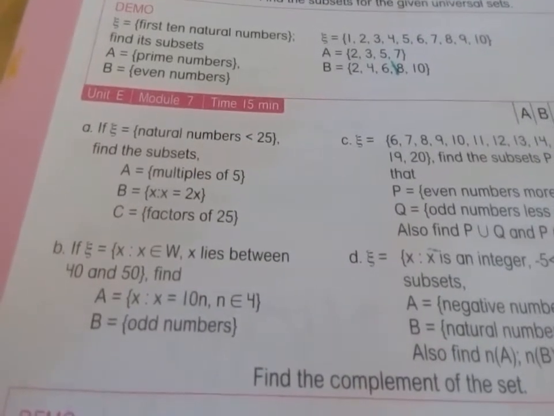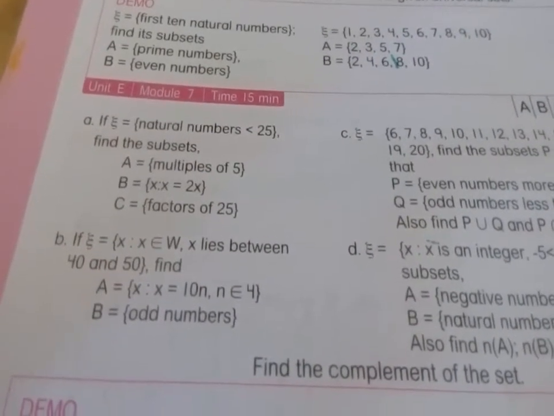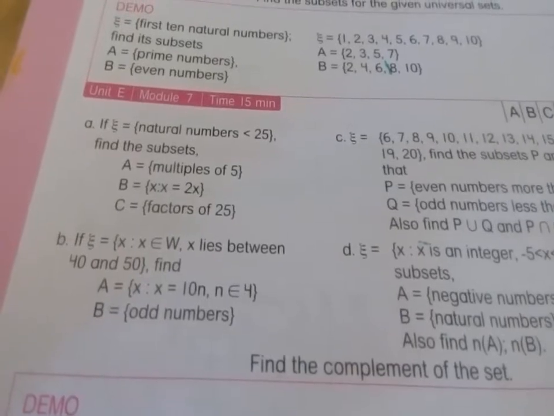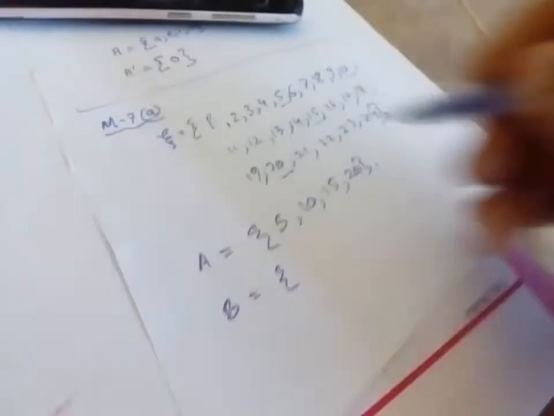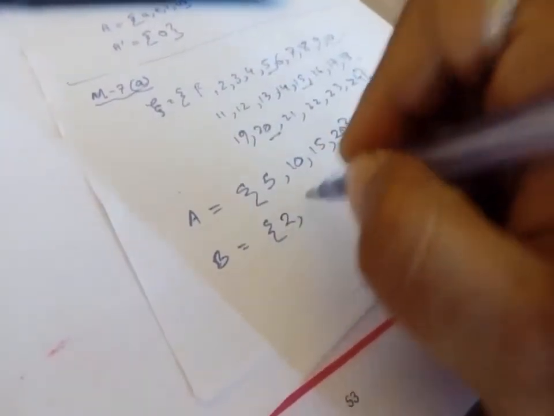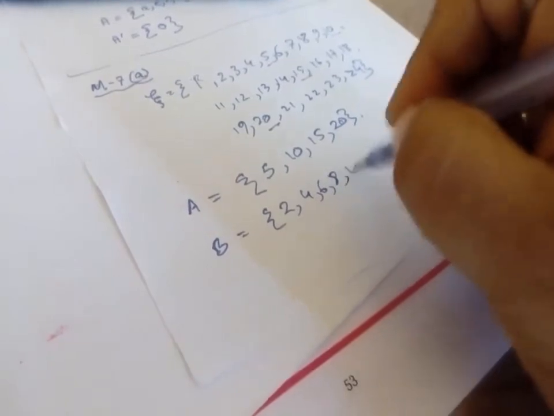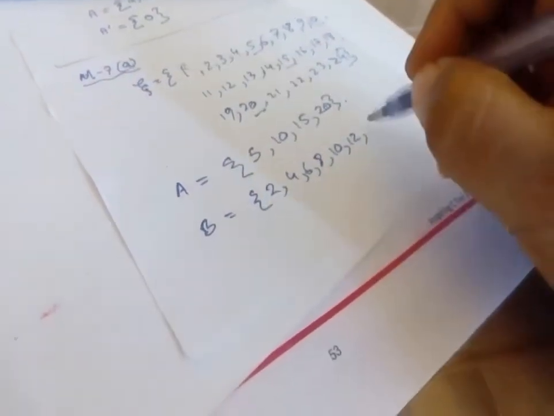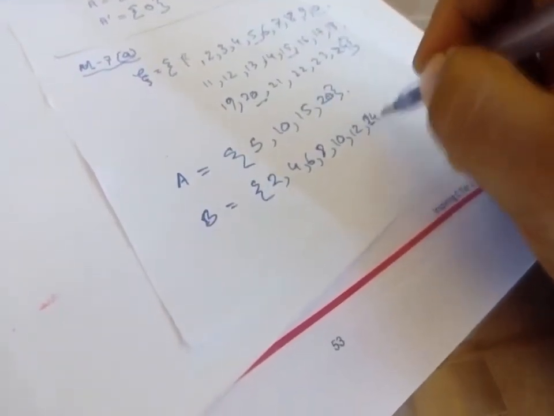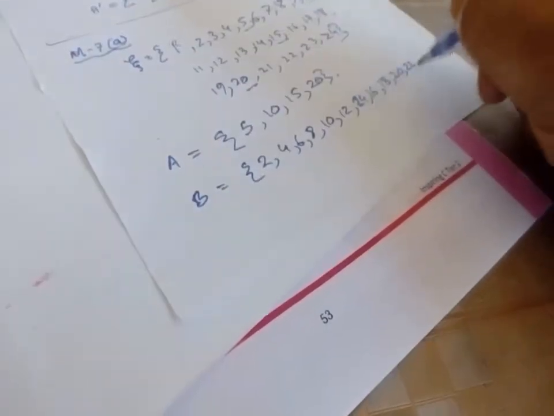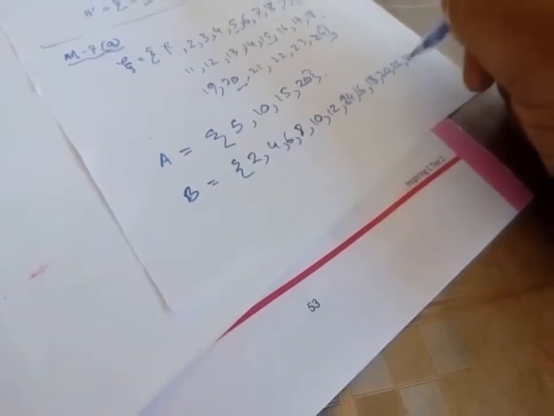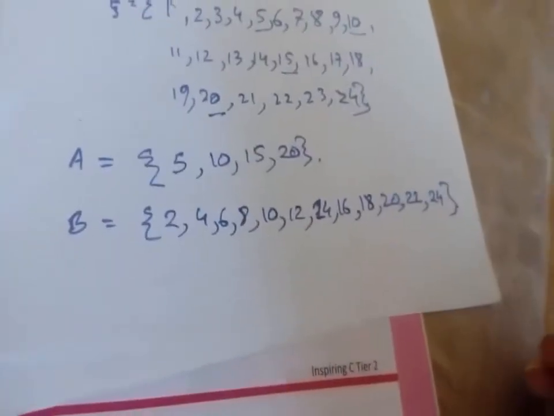B, x such that x is equal to twice x. That means we have to write down all the multiples of 2, that means the even numbers. So the even numbers in the universal set are 2, 4, 6, 8, 10, 12, 14, 16, 18, 20, 22 and 24. So this will be set B.